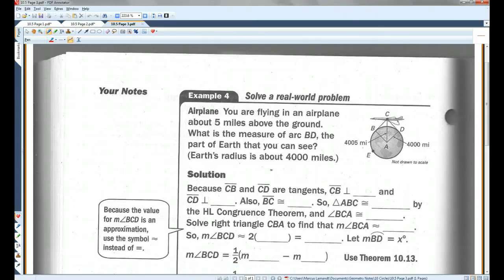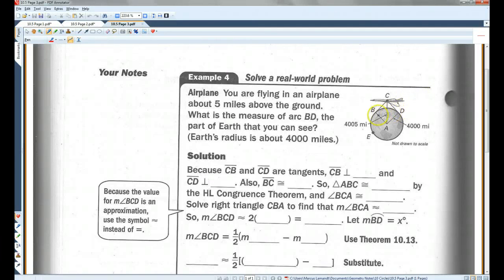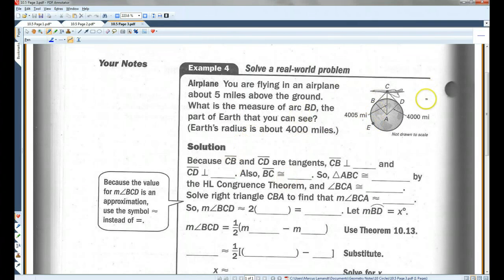You are flying in an airplane about 5 miles above the ground. What is the measure of arc BD, the part of the Earth that you can see? The Earth's radius is about 4,000 miles. Because CB and CD are tangents, CB is perpendicular to AB, and CD is perpendicular to AD. Also, BC is congruent to DC. So, triangle ABC is congruent to triangle ADC by the HL congruence, because this equals this and the hypotenuse is congruent to itself by reflexive.